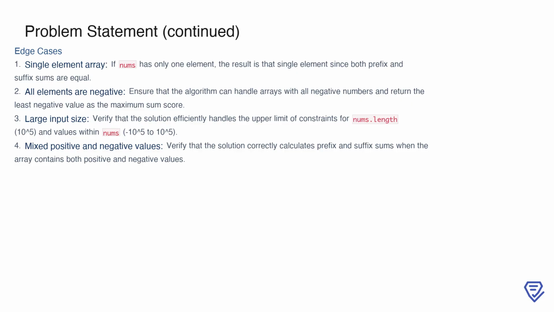First, if the array contains only one element, the result is simply that element because the prefix and suffix sums are identical. Next, if all elements are negative, the solution must return the least negative value, as it represents the maximum sum score. For large arrays with up to 100,000 elements and values ranging from -100,000 to 100,000, the solution must be efficient and avoid exceeding time limits. Lastly, when the array contains a mix of positive and negative numbers, the algorithm should correctly calculate the prefix and suffix sums to determine the maximum score. These edge cases ensure the solution is robust and handles all possible inputs effectively.